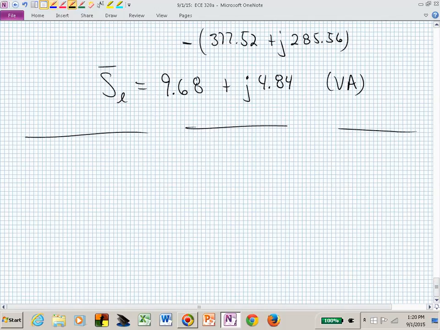Now, the power company is concerned about the bottom line, which means that they could care less if you're using a fractional amount of what they're supplying. They're going to charge you for what they're supplying. Apparently you're using this much power. So they're going to charge you for the apparent power.